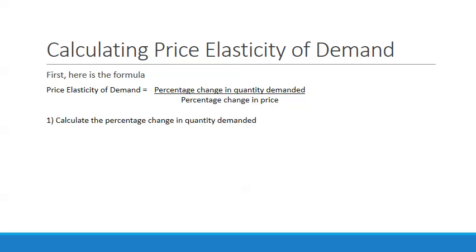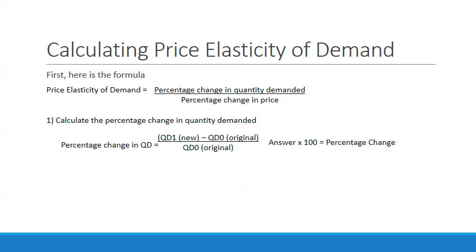First, we calculate the percentage change in quantity demanded. Here's how we do that. The percentage change in quantity demanded is equal to QD1, which is the new, minus QD0, which is the original. So you're going to take the new demand minus the old demand and divide it by the old demand. So new minus old divided by old. Then you'll take that answer and multiply times 100 and you get the percentage change. So if that answer is 0.2, then times 100 gives you a 20% change.